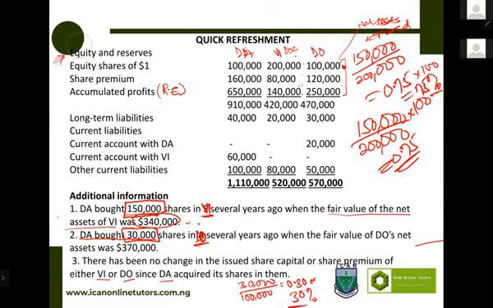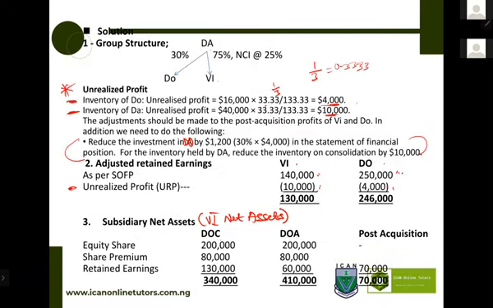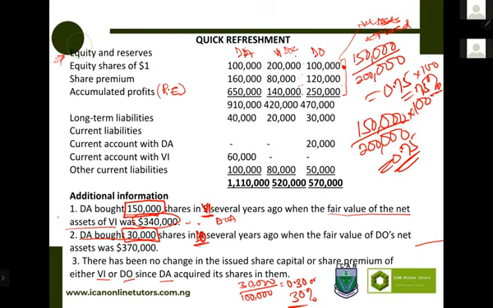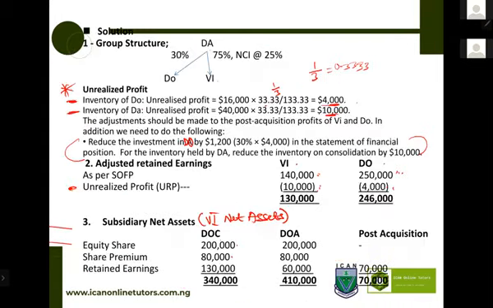DOA can be gotten from what? Additional information. Is that taken? Go back to your questions. Equity shares at DOC is 200. It didn't change, so also 200. Go and check the share premium. Share premium is what? It is 80,000 naira. Share premium 80.